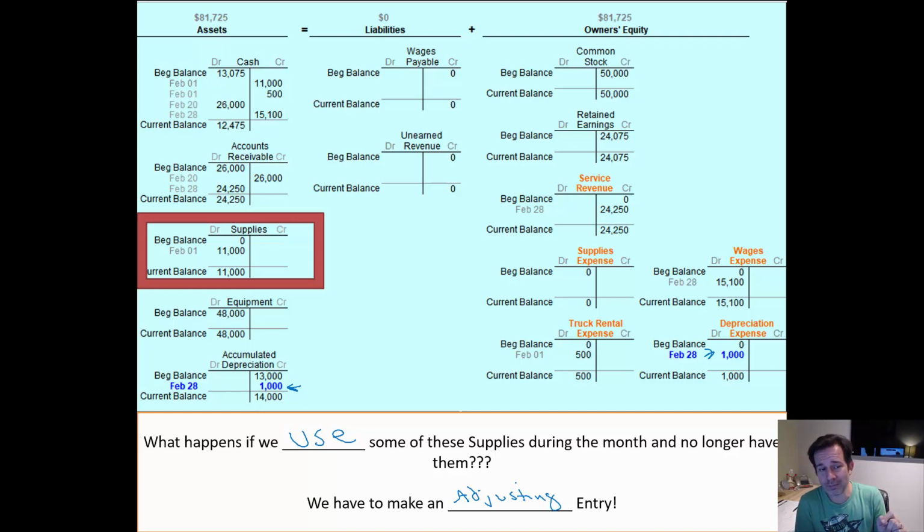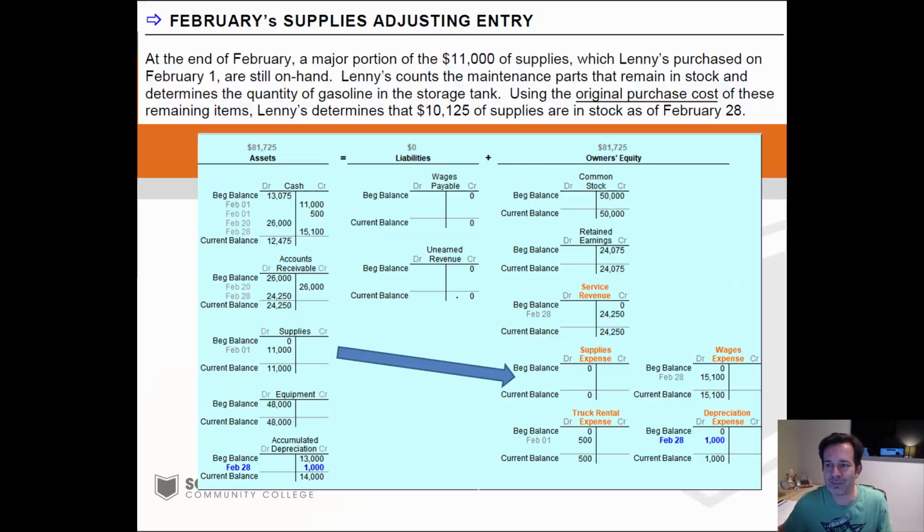So I told you in video 1, every adjusting entry involves a balance sheet account and an income statement account. Okay, here's our adjusting entry for when we depreciated. Balance sheet account, hey look, expense, income statement account. So again, we're going to make an adjusting entry to move supplies that we used off the balance sheet and over to the expense account, which is an income statement account, right?